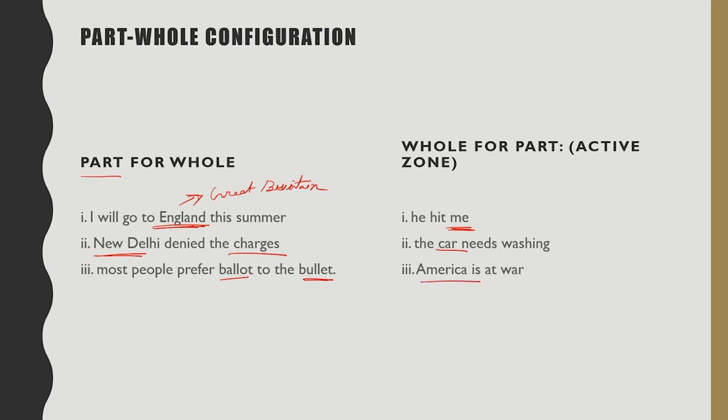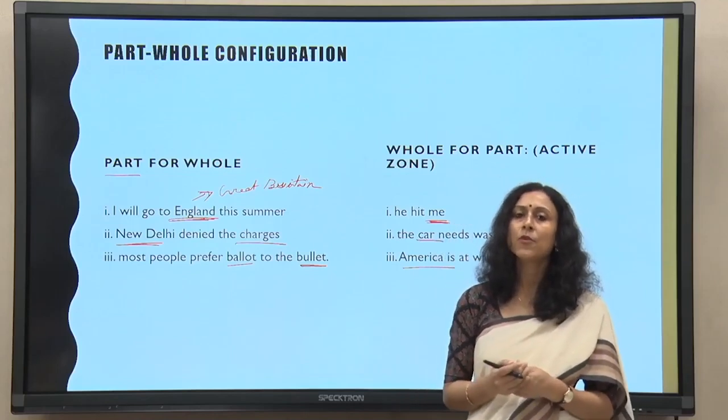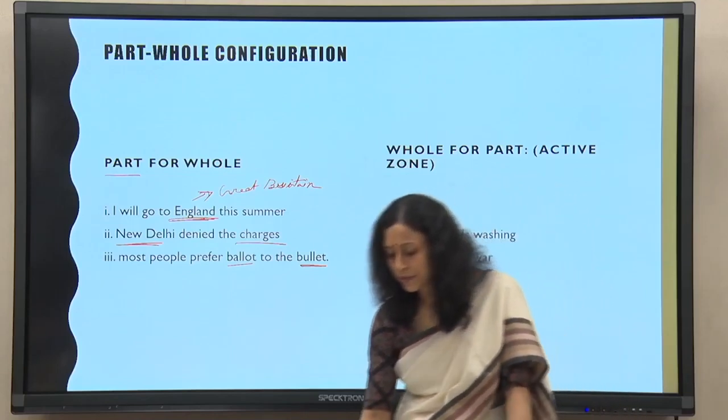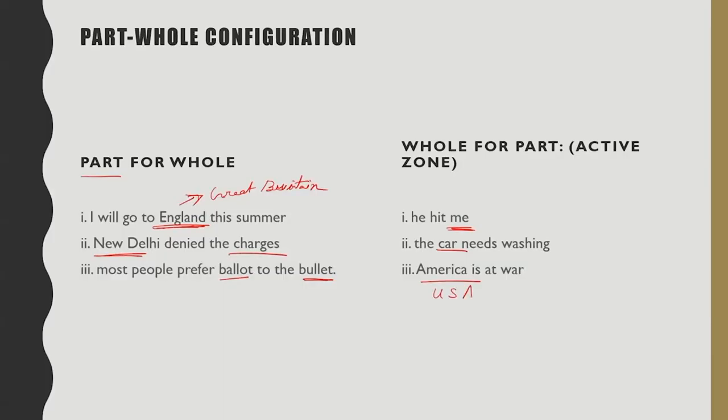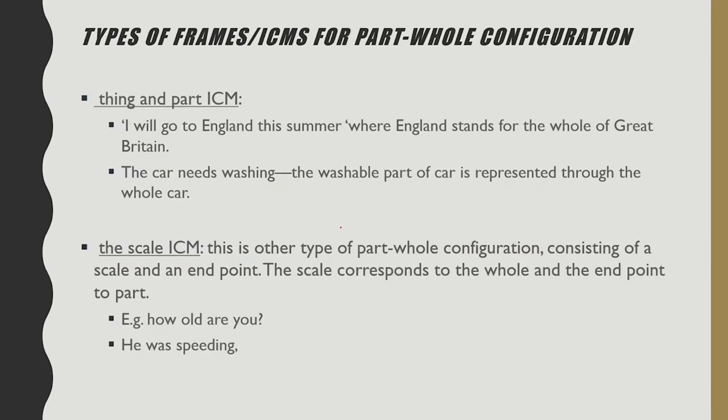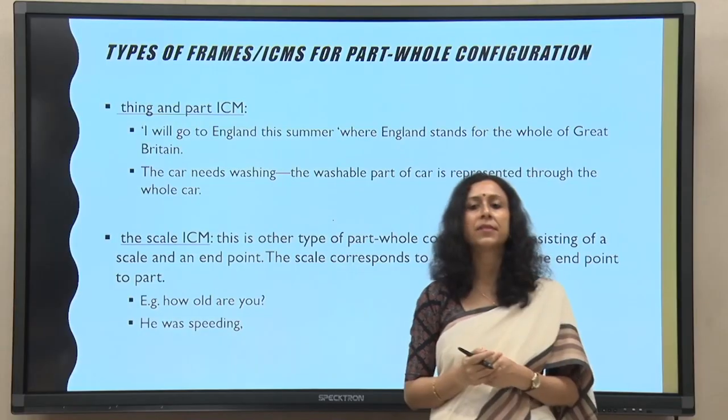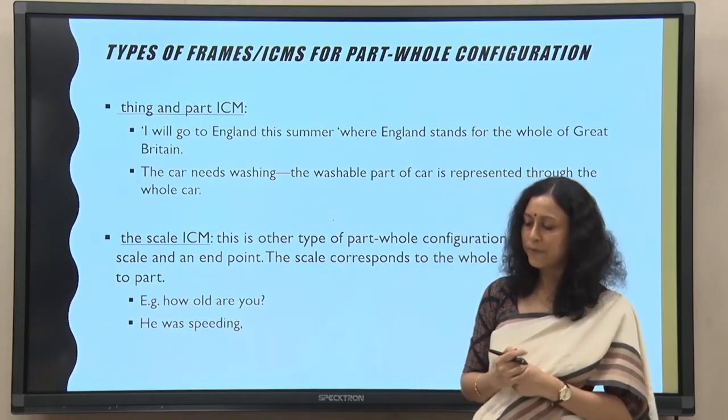Similarly, America is at war. The moment we say America, most of us tend to think of it in terms of the US, but we can also look at America as the continent, which has many other countries beyond the United States of America. So, these are the two most commonly utilized metonymic configurations that we will find. However, there is also another which we will come to, which is the part for part, which is a slightly lesser utilized one.